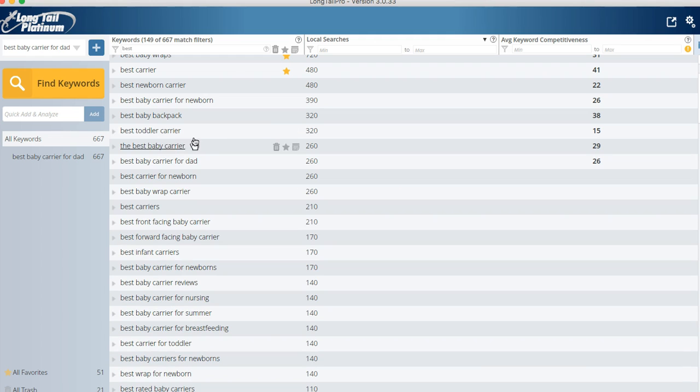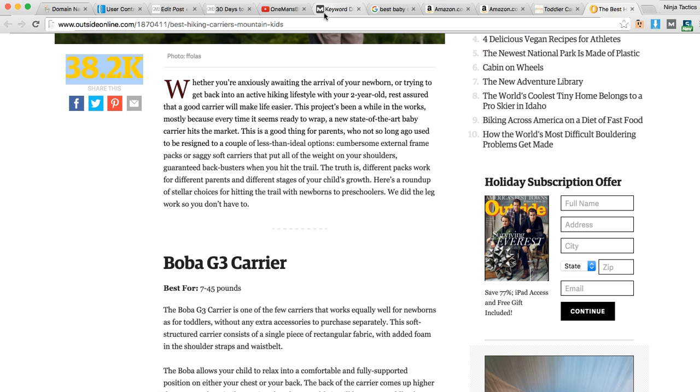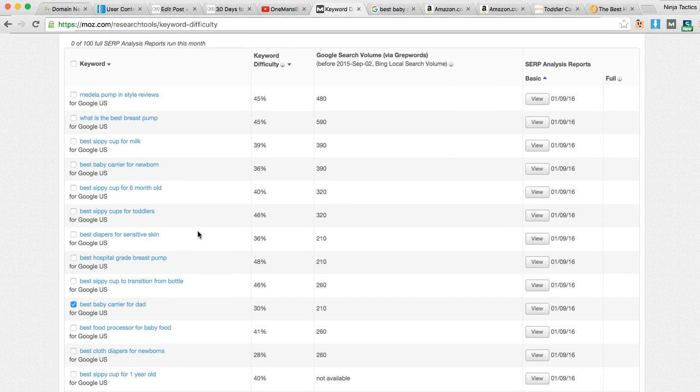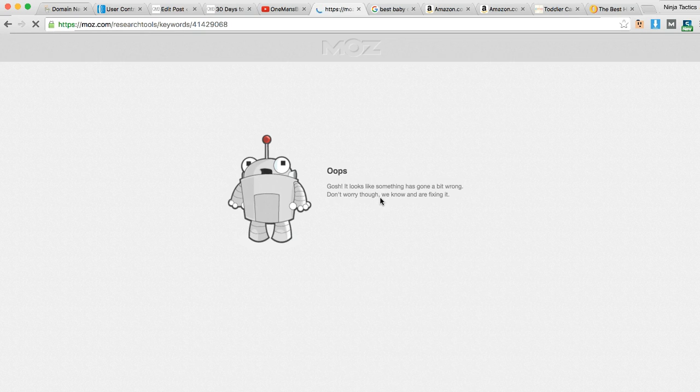I'll just quickly go over the similar thing for Moz Pro, because they give you a much more in-depth, or at least a nicer interface for this. I don't have that keyword, the best toddler carrier, but let's just have a look at this one. So what you do is you click view, and what this does is when it's loaded, amazing. Thanks, Moz, you're awesome. Stupid little robot. What is this doing?